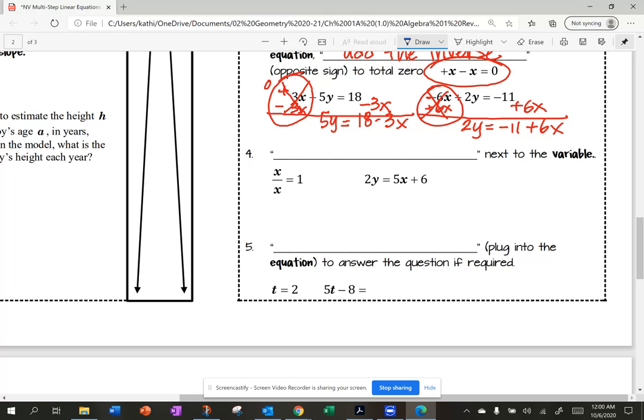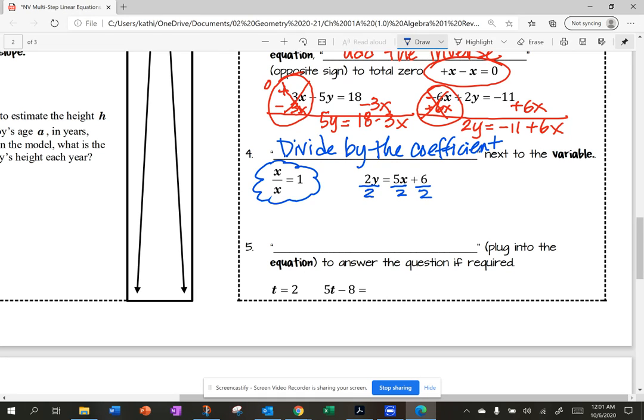Okay, so next I want to divide by the coefficient next to the variable. Some of the big pictures I'm talking about is any number divided by itself is 1. So right now I have 2y equals 5x plus 6. So my last step would be dividing by 2. That is the coefficient next to the variable.